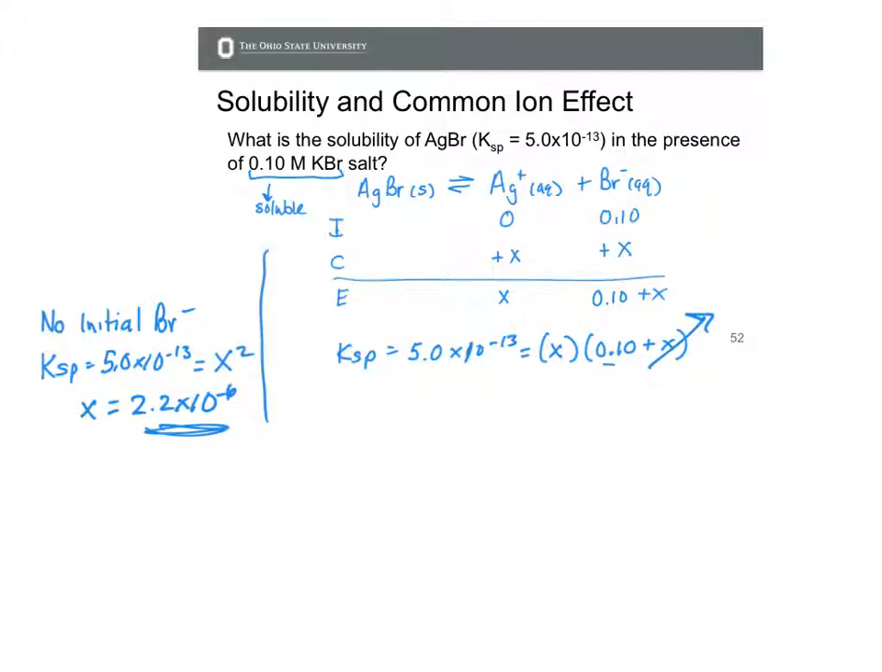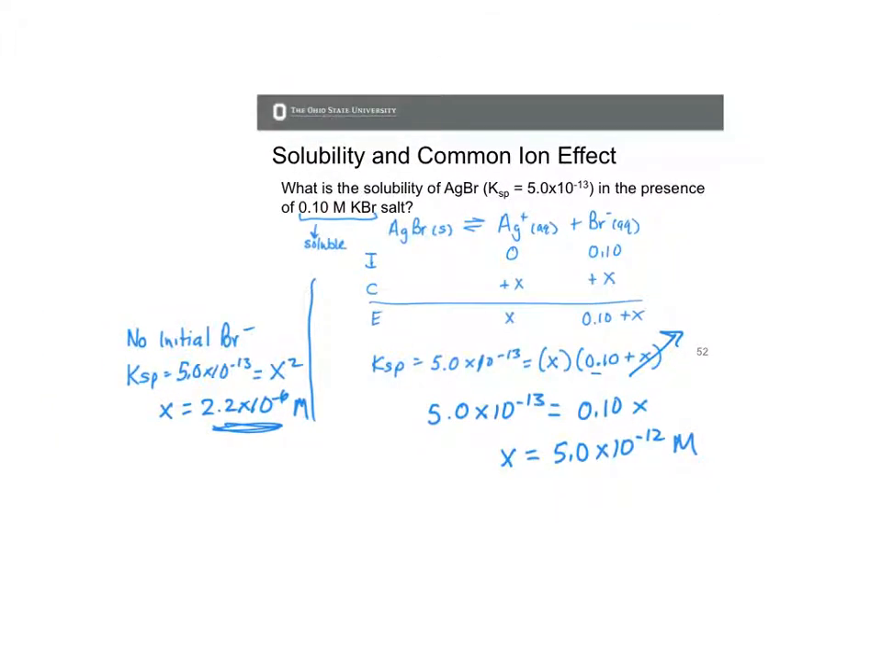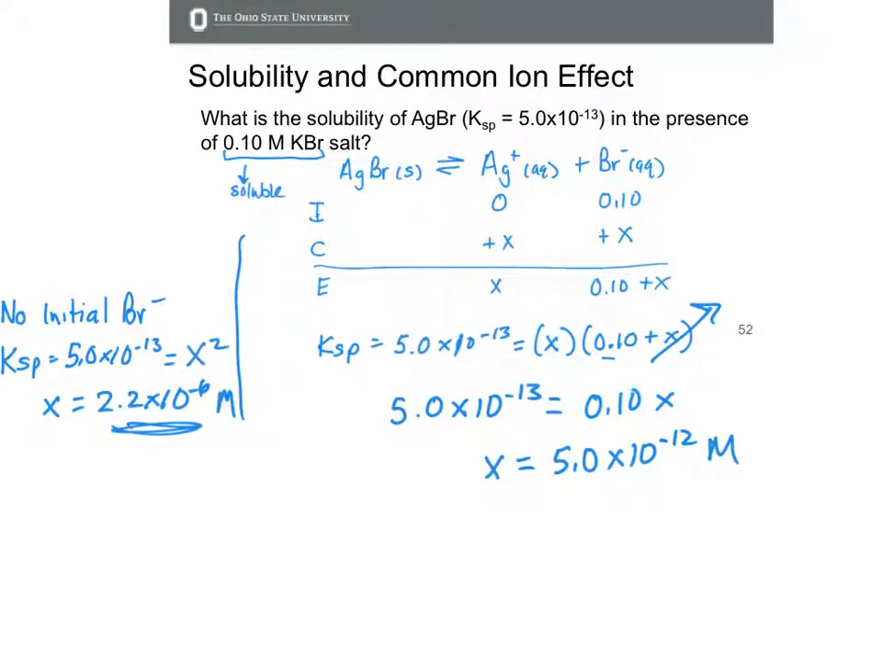So we can ignore this value of X. And now back to our original problem, KSP is 5 times 10 to the minus 13, which is equal to 0.1 times X. And so X is equal to 5 times 10 to the minus 12. So you can see that an addition of a common ion has a huge effect on the solubility. Just 0.1 molar bromide basically makes almost none of that silver bromide dissolve. I have a lot of highly sensitive analytical tools in my lab, and I don't even think I could measure 5 times 10 to the minus 12 molar. It's very, very, very small.